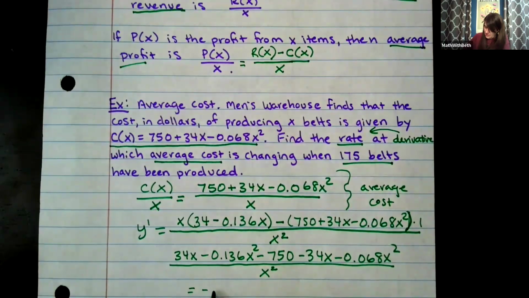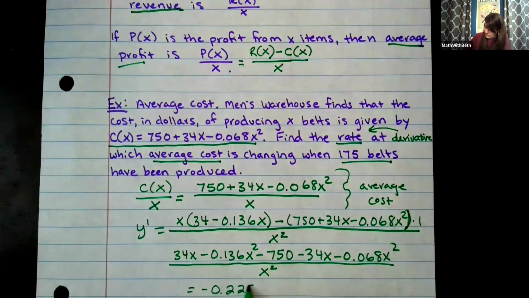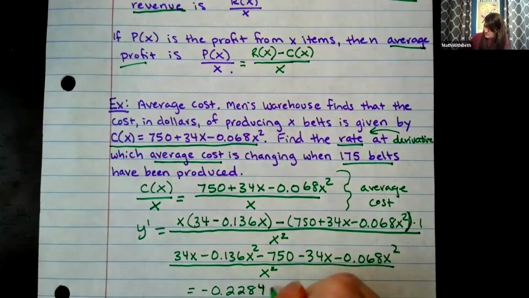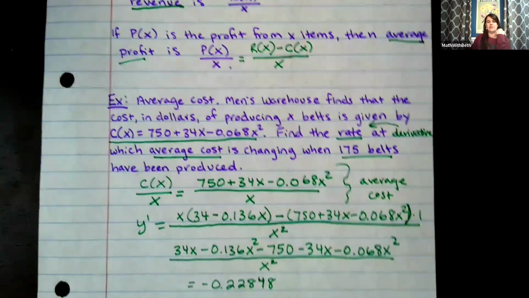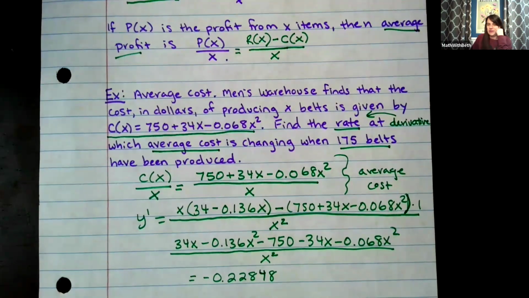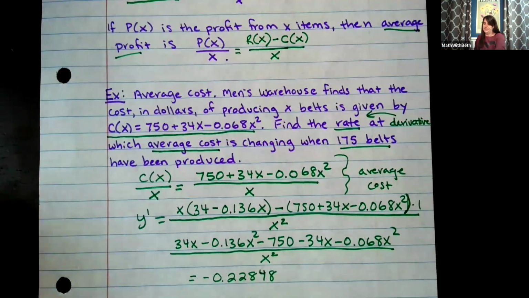And I got negative 0.22848. So it depends on what they want you to round to. But that is the rate that the average cost is changing when 175 belts have been produced. Let's try another one.